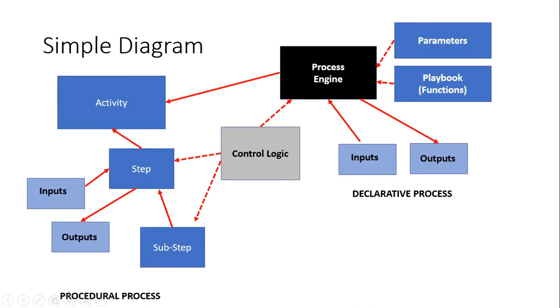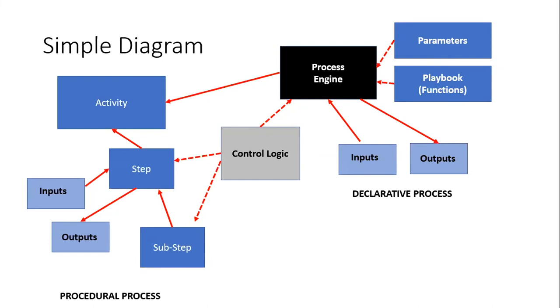So here's the simple diagram. I'm not going to start off with the model because that's a bit complicated. On the left-hand side, we have these activities, which are what they're called in DDI-CDI, which are the major things you're trying to do at a business level. So that's your overall process. And your activity in a procedural process is made up of steps, which have substeps. And all the steps and substeps can have inputs and outputs. And the output of one step might be an input to the next step. And all of the way those things work together is managed by your control logic.